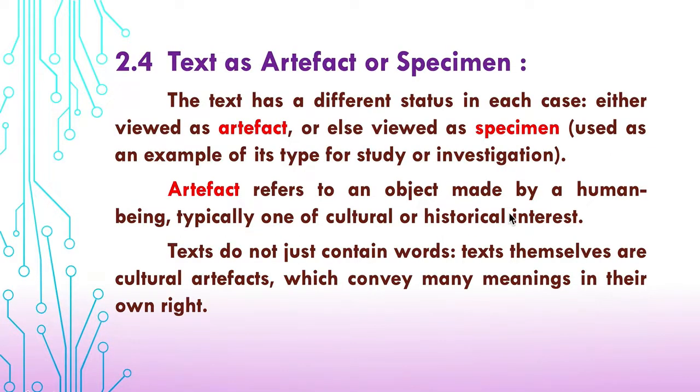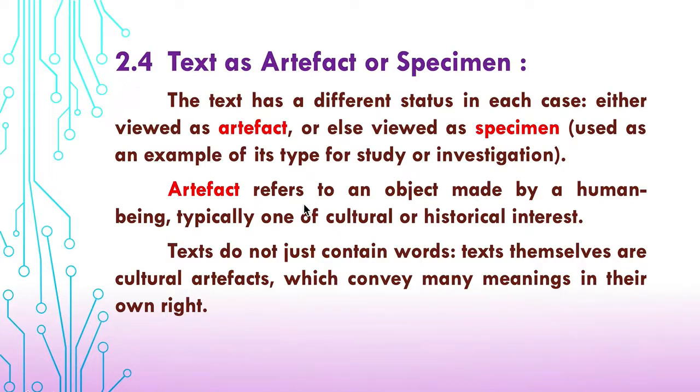Text as artifact or a specimen. Let us read. The text has a different status in each case, meaning a different position in each case, either viewed as artifact or viewed as a specimen, used as an example of its type for a study or investigation. Look here, you have two meanings, artifact and specimen. Here the meaning is given. Artifact refers to an object made by a human being, typically one of cultural or historical interest. Texts do not just contain words. Texts themselves are cultural artifacts which convey many meanings in their own right.